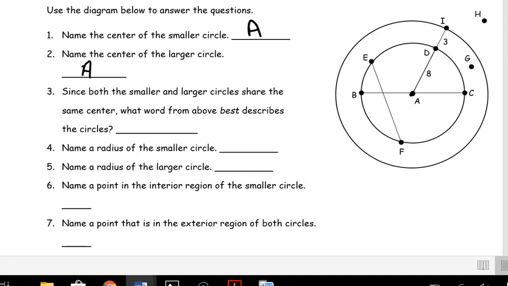And because both the smaller circle and the larger circle have the same center of A, number three is saying since both the smaller and larger circles share the same center, what word above that we would have done on the first page best describes the circles? They would be concentric, sorry. That's why I'm not an English major, I suppose. Concentric angles.